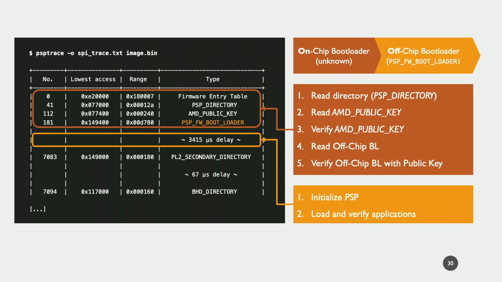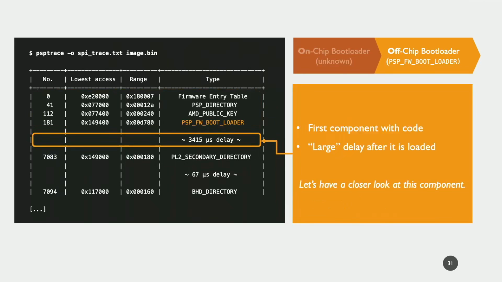In that delay, the PSP FW bootloader, which is loaded from flash, is executed. The PSP FW bootloader initializes the system, and when it's done, it will load additional applications from the flash, which you see in subsequent accesses to the SPI flash. Now, this bootloader is the first component loaded from flash which contains instructions. And this huge delay gave us the idea that we want to have a closer look at that specific component.